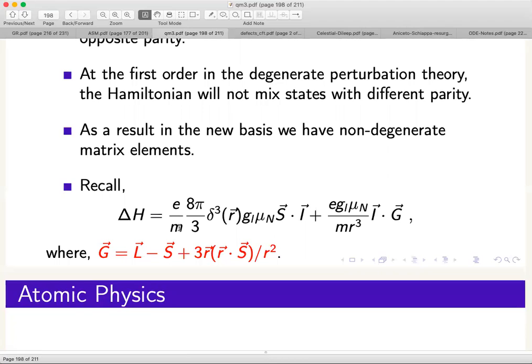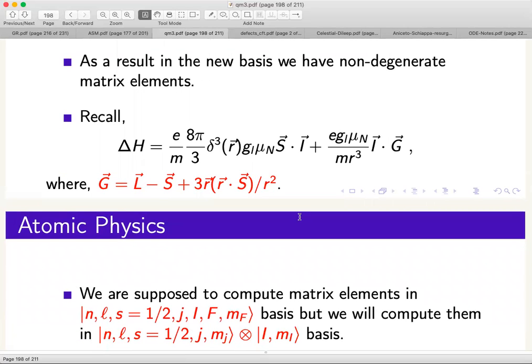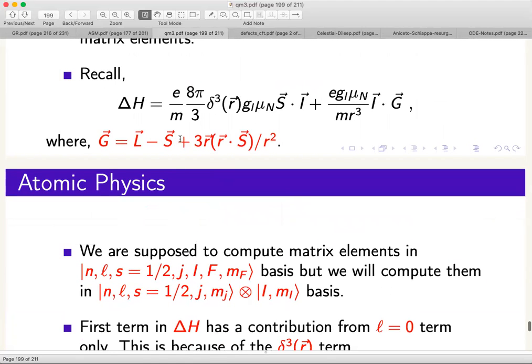We want to find out how we deal with a Hamiltonian of this kind, and compute the matrix element of a Hamiltonian of that type. The basis in which this Hamiltonian would be diagonal is the one written out here, which is n, l, s equals half, j, l, f, mf. That is the new basis in which these matrix elements are going to be diagonal. But nevertheless, we'll continue using the old basis, which is the n l s j mj times i mi basis, an electronic basis tensored with the nuclear basis.